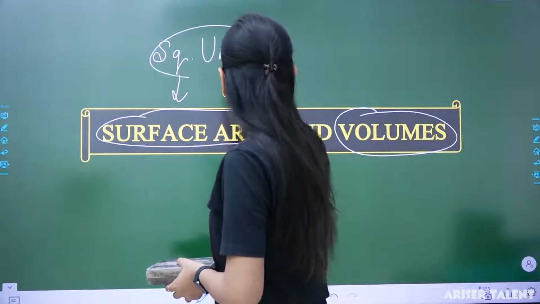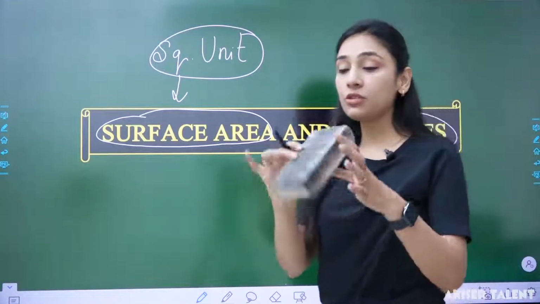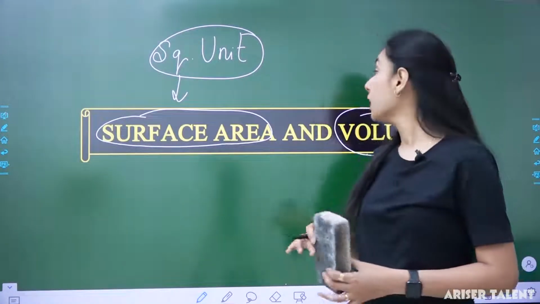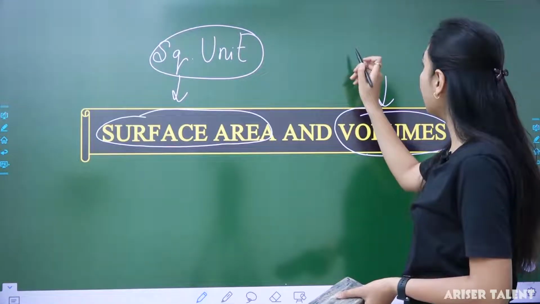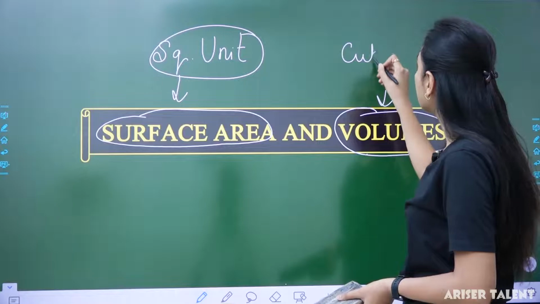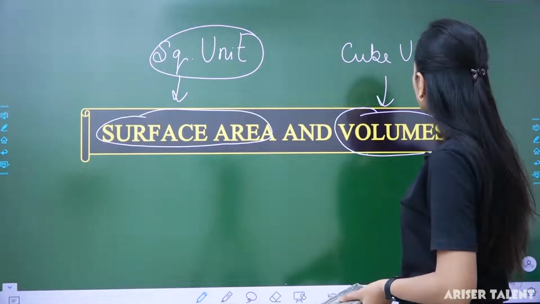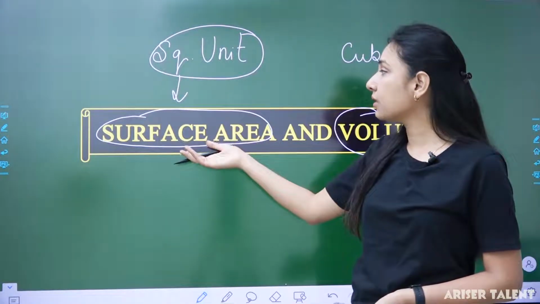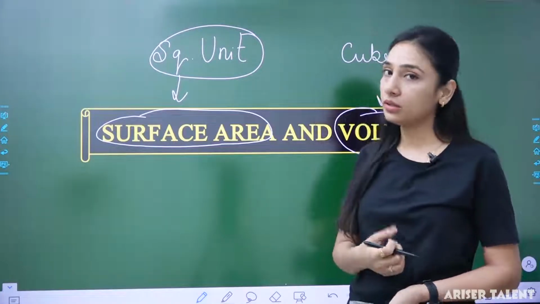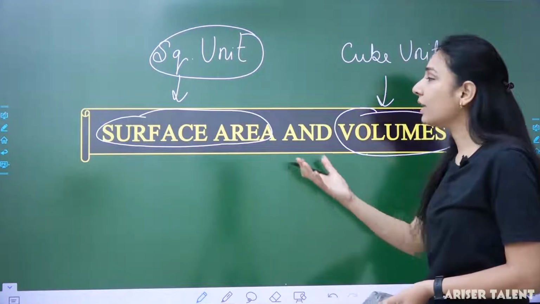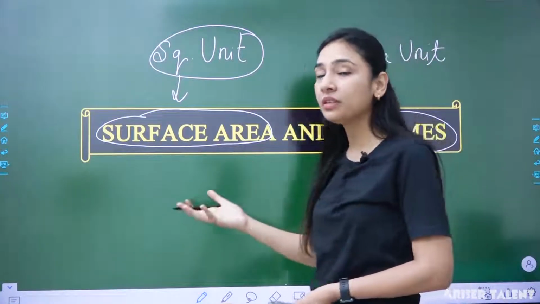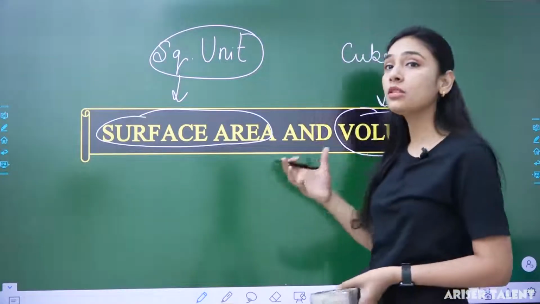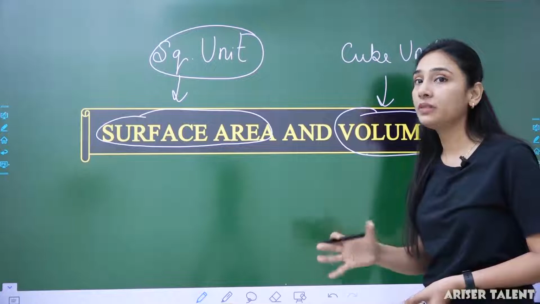If we talk about volume, it is the space occupied by any object, let's suppose this object. This is basically a cuboid. We will have this unit in cubes, like cubic meter, while in case of surface area, we can have meter square, centimeter square, like that. So surface area is the area of the surface of an object, and volume is the space occupied by that particular object in space.